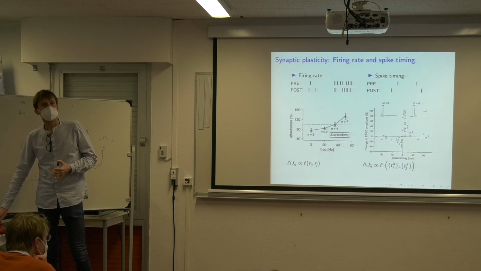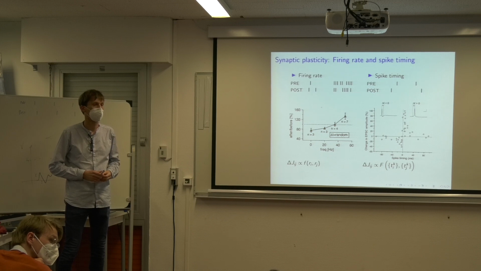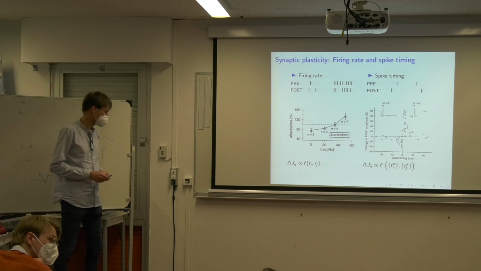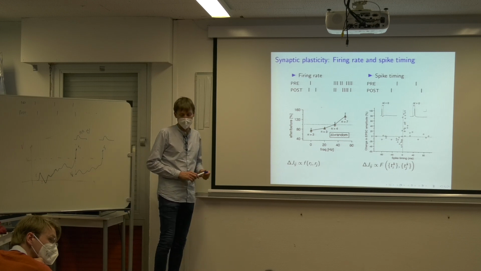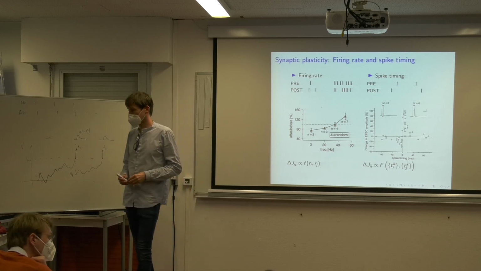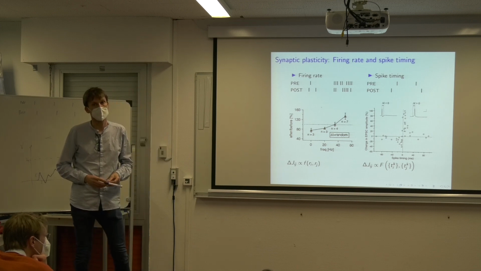Is there some result that if there is only pre or only post, then you don't have plasticity? Because it seems that you insist on the fact that the protocols are always using both. Yeah, so what you see typically is that in fact you need both. You need a coincidence. Yes, that's a very good point.